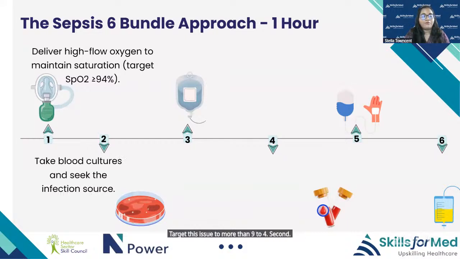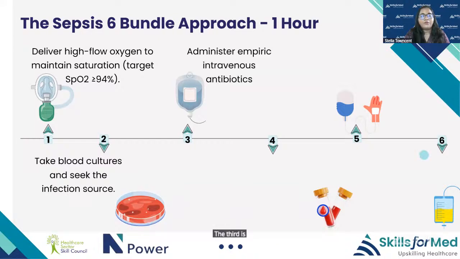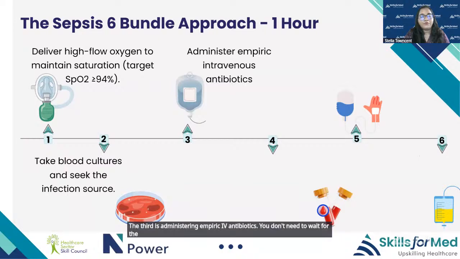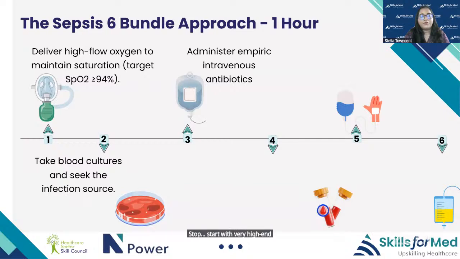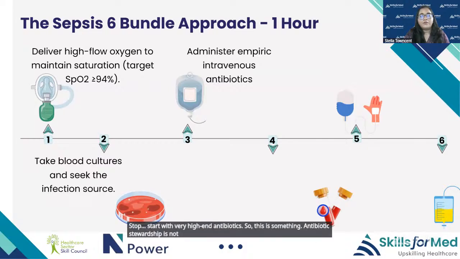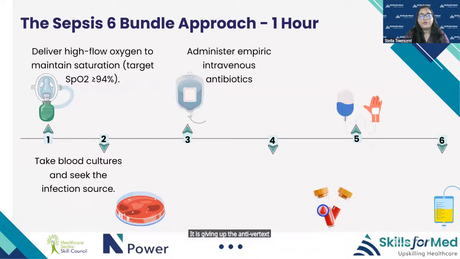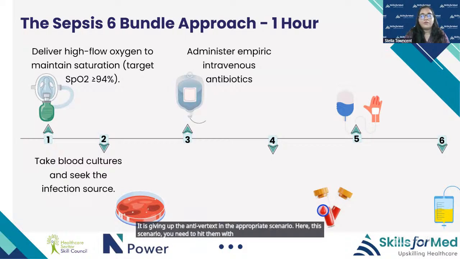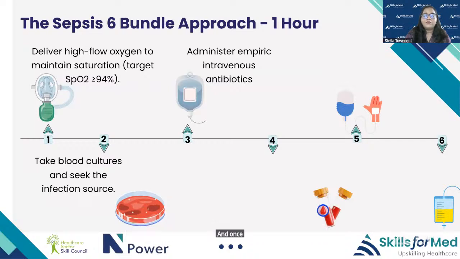Second, take blood cultures so that you seek the infection source. The third is administering empiric IV antibiotics. You don't need to wait for the diagnosis of infection. On the suspicion of infection, start with very high-end antibiotics. Antibiotic stewardship is not just not giving antibiotics. It is giving the antibiotics in the appropriate scenario. Here, in this scenario, you need to hit them with a very high level of antibiotics. And once the culture comes, you can de-escalate the antibiotics. So that is the third one.